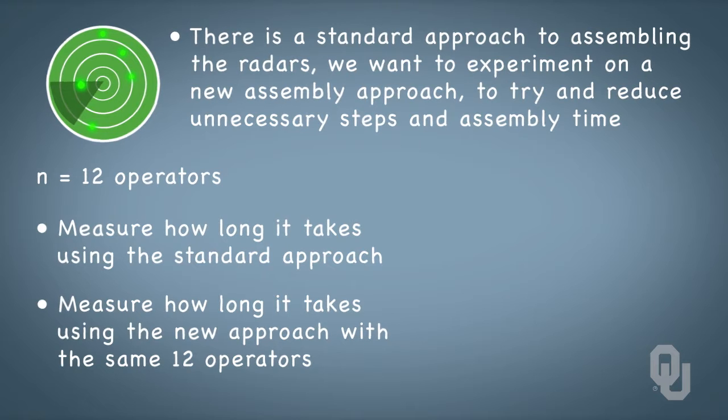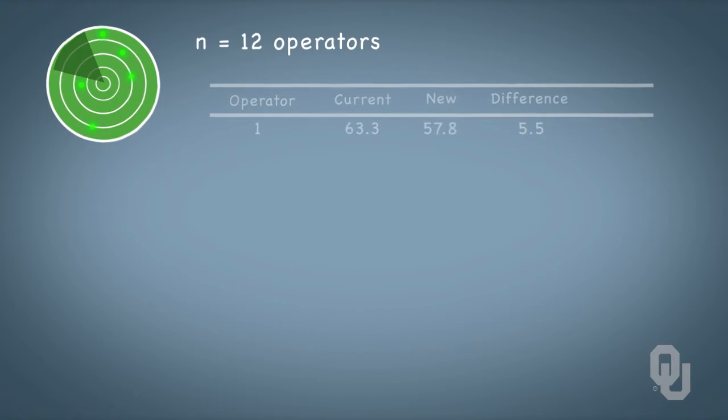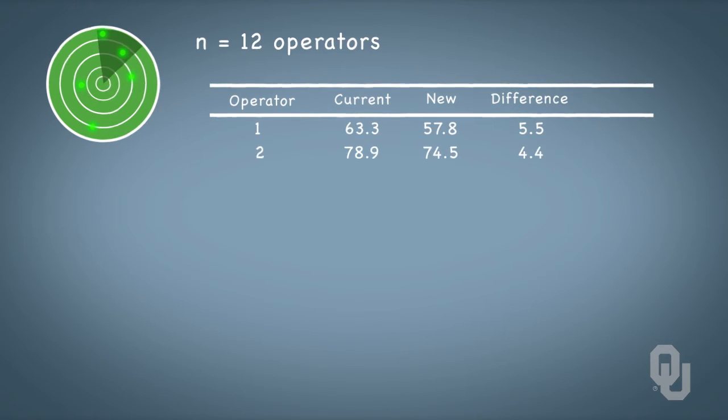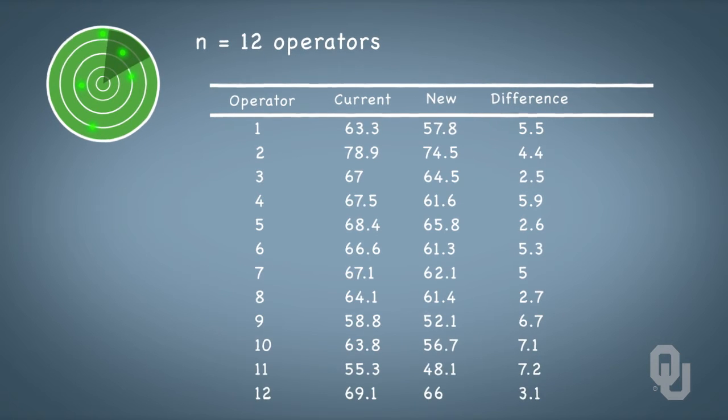When we treat this as a paired sample, we account for individual performance using the two approaches. For example, some operators may be a little quicker than others naturally. We account for that with the paired sample. With operator 1, the assembly time with the current approach is 63.3 seconds. And with the new approach, it was 57.8 seconds, for a difference of 5.5 seconds. We find the difference calculation for all 12 operators.